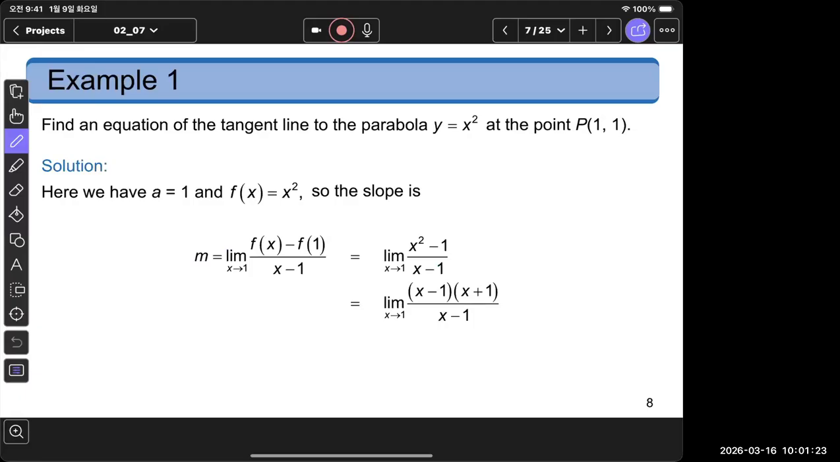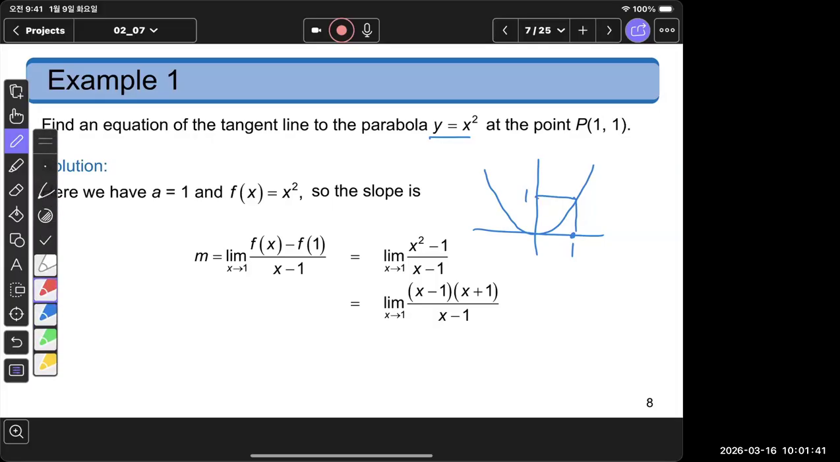So as an example, suppose that we have a parabola y equals x squared, which has the graph like this. If I consider the point 1, and we want to find the tangent line, so probably we are looking for the equation of this red line that touches the graph of this parabola x squared at 1. So the point of intersection will be the point P with coordinates 1 and 1.